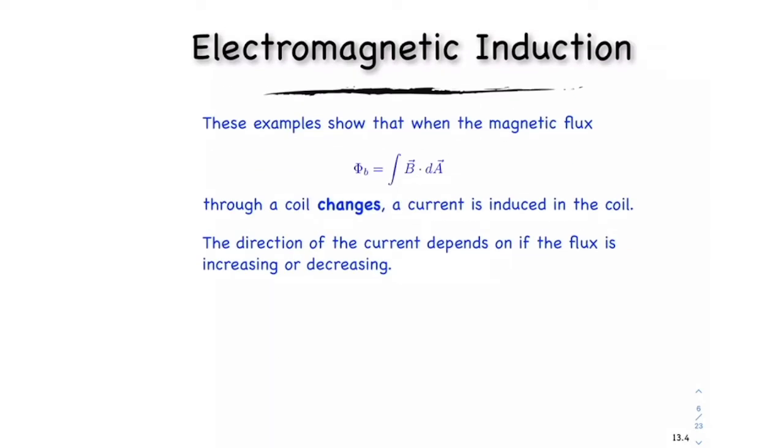Okay, so these are examples that involve magnetic flux. So let's just define what magnetic flux is. We're going to use the symbol phi, just like we used phi for the electric flux. But now, just to be clear that this is a magnetic flux, we're going to use the subscript B for the flux from the B field.